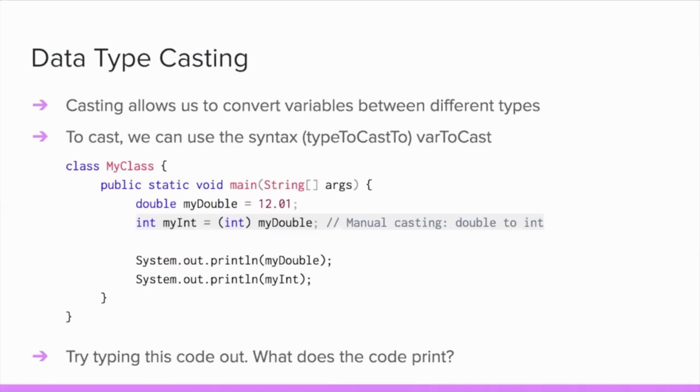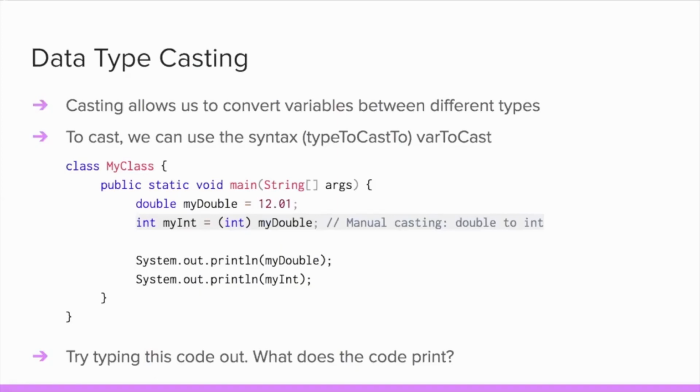Next, we're going to talk about data type casting. Casting is used to convert variables between different types. The general syntax for casting is the new variable, an equal sign, the type to cast in parentheses, and the original variable to cast.